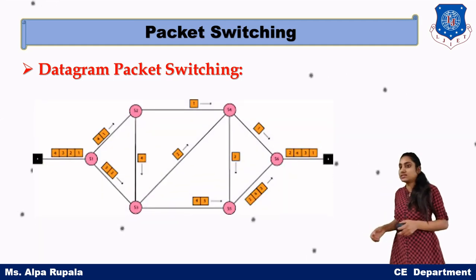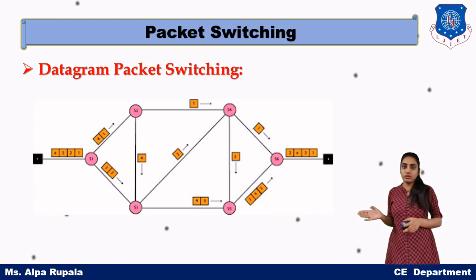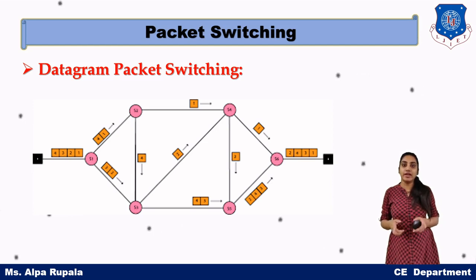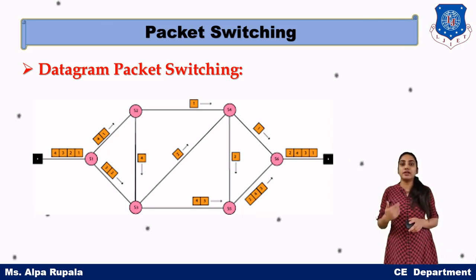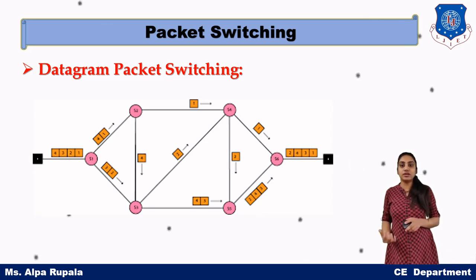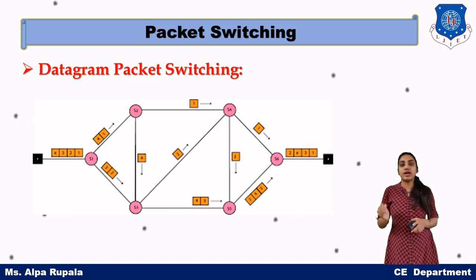So we can see in the example the data from A to B. The whole data is divided into sub parts or packets, packet 1, 2, 3 and 4. All the packets will have the sender and destination address. The sender address and destination address will be stored in each and every packet as a packet header.